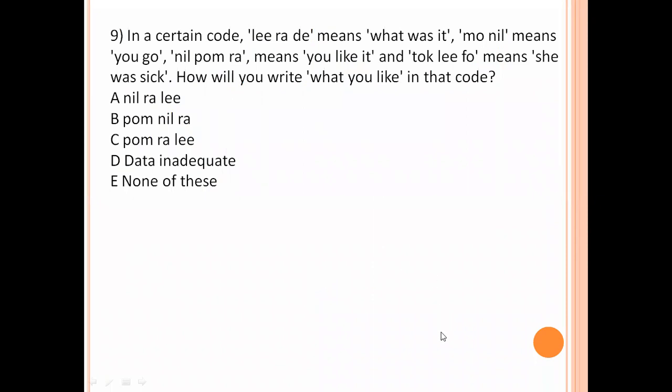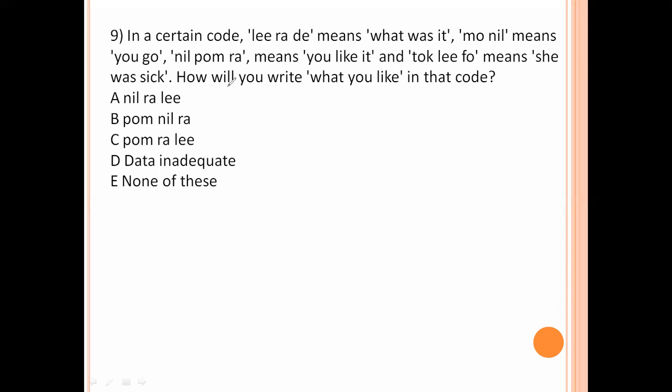Next, in a certain code, LE RADE means what was it? MONIL means you go. NIL POM RA means you like it. And TOLEFO means she was sick. How will you write what you like in that code?